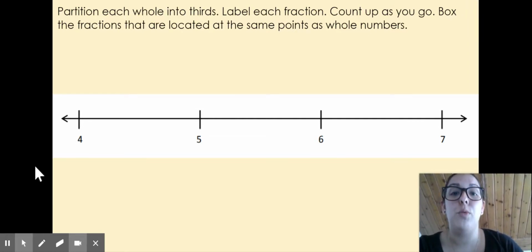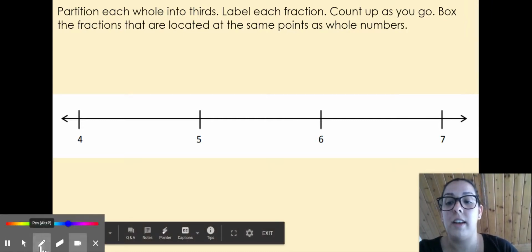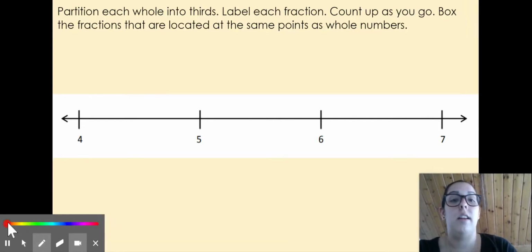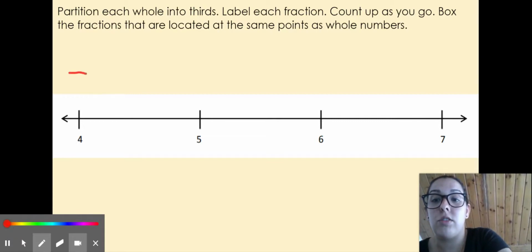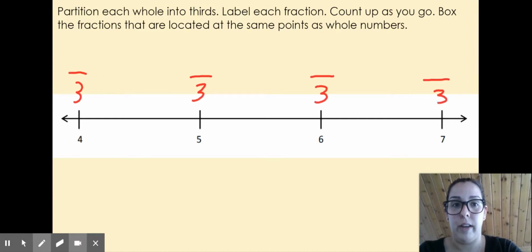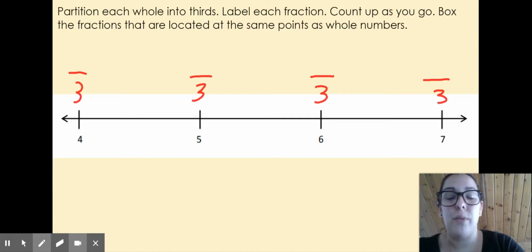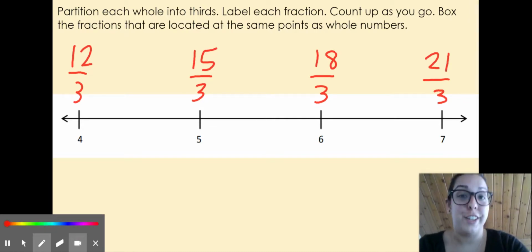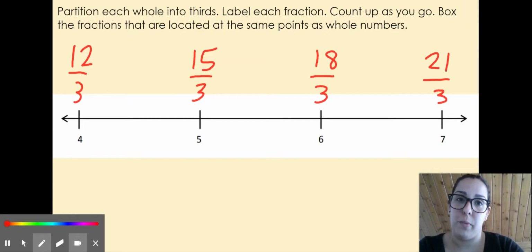And we need to break these up into thirds. So I know automatically that my denominator is going to be 3. Over each whole number, I am going to write 3 as my denominator. Then remember that trick, 3 times your whole number becomes your numerator. Pause the video and try it on your own. Does yours look like mine? You should have 12 thirds, 15 thirds, 18 thirds, and 21 thirds.